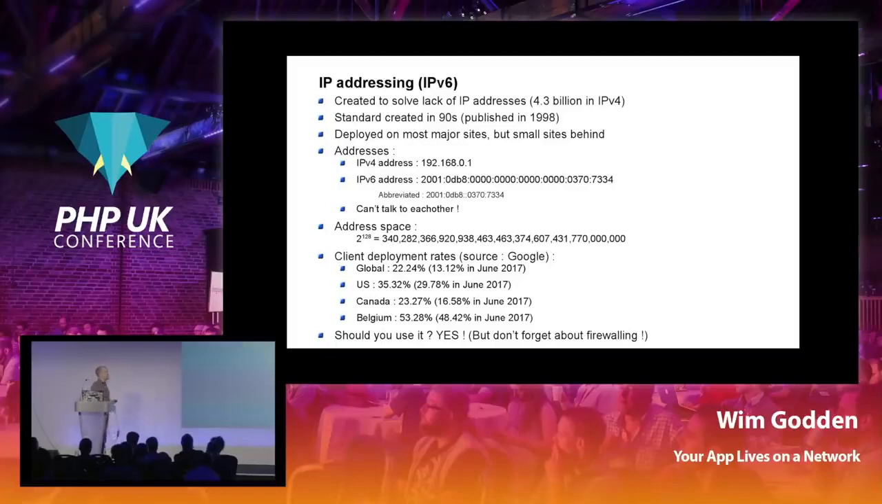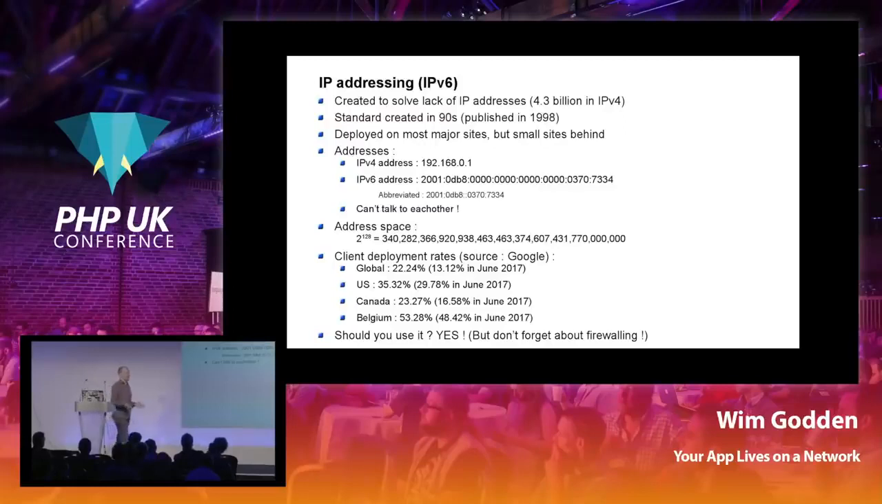4.3 billion doesn't cover it anymore, especially with mobile devices. So IPv6 was created, published in 1998, but it's still not being deployed everywhere. We're slowly getting there. Most major sites have it. More and more ISPs at home have it, but a lot of small sites are still behind. An IPv4 address, well, you already saw that. An IPv6 address looks a little different, a little bit longer. Luckily, anywhere where you see 4 zeros, you can remove that and say double colon, but you can only do that once. So you cannot have 4 zeros and then something else and then 4 zeros and remove both of those.